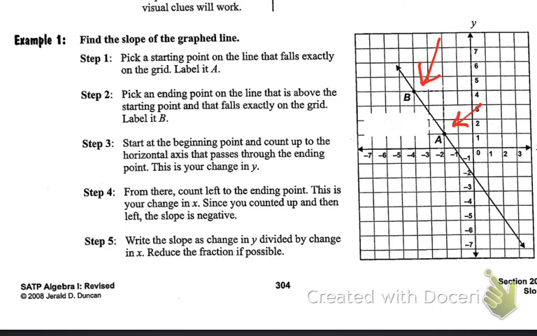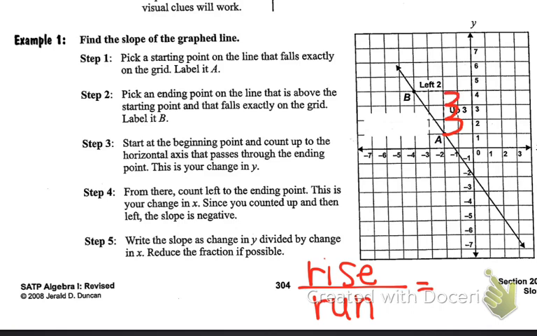Now we're going to use rise over run, the change in y over the change in x. We will have to rise up 3 and to the left 2. Remember, since you're moving to the left 2, we'll have a negative run. So using rise over run, you'll see that your slope is negative 3 over 2.